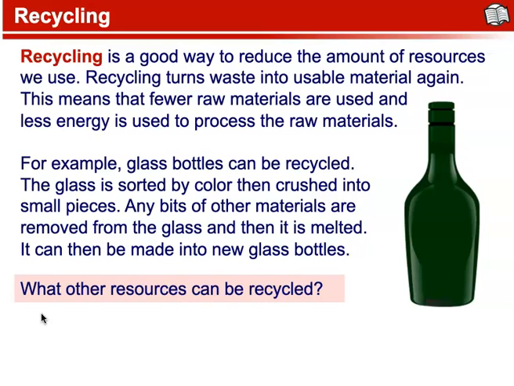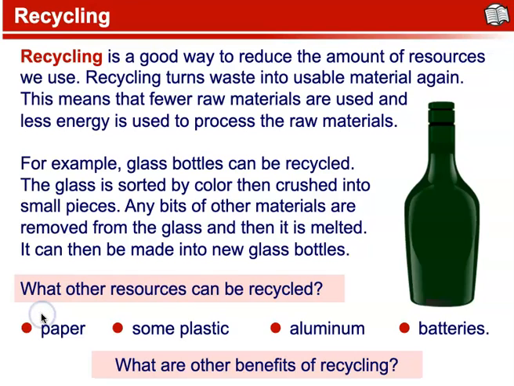What other resources can be recycled? Paper, some plastic, aluminum, batteries, just to name a few. So what are other benefits of recycling? Recycling also prevents potentially useful materials from ending up in landfills. Recycling can help the environment by limiting the amount of space needed for landfills, as well as reducing the amount of raw material that needs to be gathered from the environment.